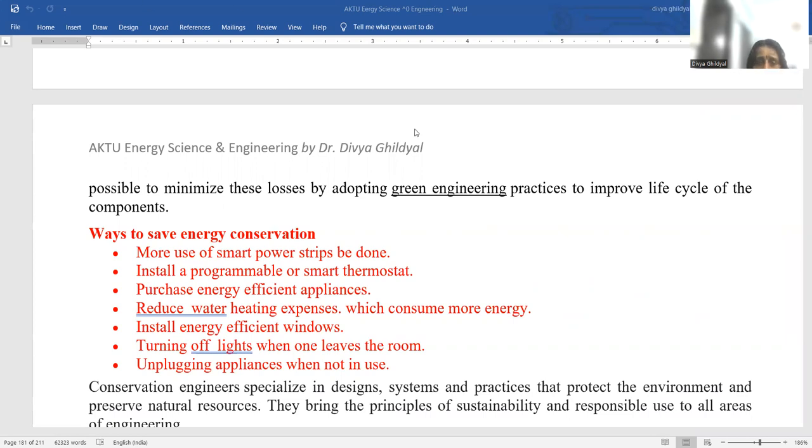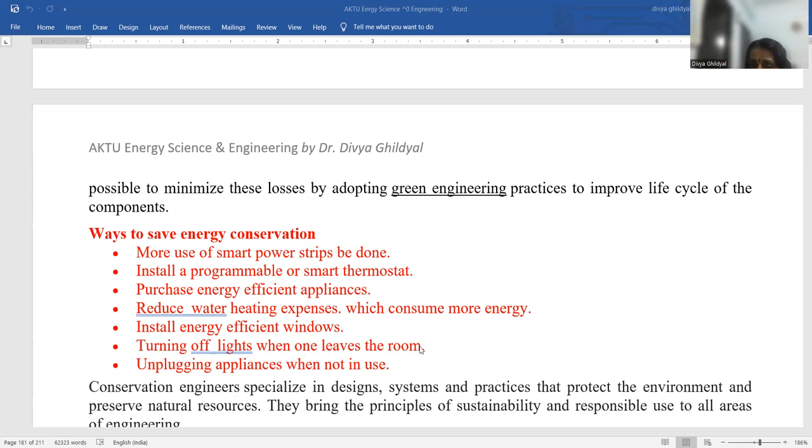Like, for example, purchase energy efficient appliances. Check the rating of the appliance before purchasing. If the rating is low, especially for AC, fridge, etc., try to avoid purchasing that appliance. Reduce water heating expenses, which consume more energy, like geysers. Even in this, I will quote, try using less of the AC, air conditioner, in your room, because ACs are also making your electricity bill go too high. Try to avoid it as much as possible.